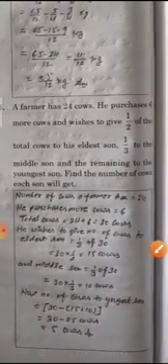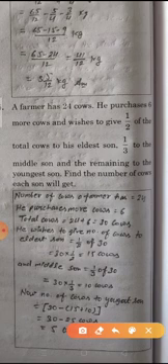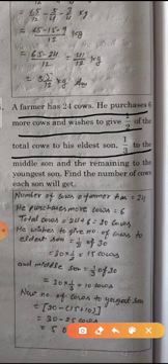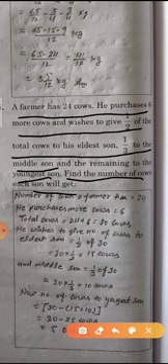Question number 5. A farmer has 24 cows. He purchased 6 more cows and wishes to give 1/2 of the total cows to the eldest son, 1/3 to the middle son, and the remaining to the youngest son. Find the number of cows each son will get.